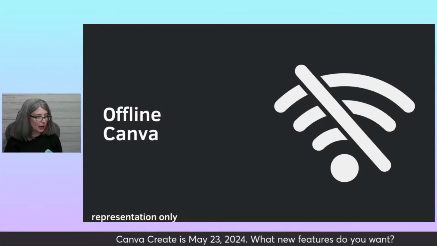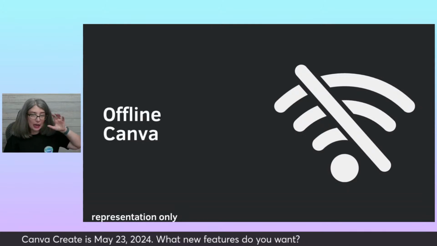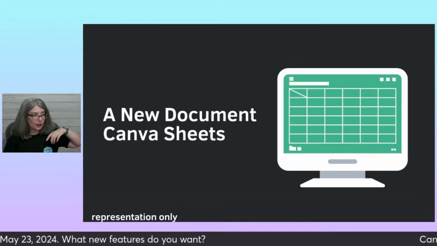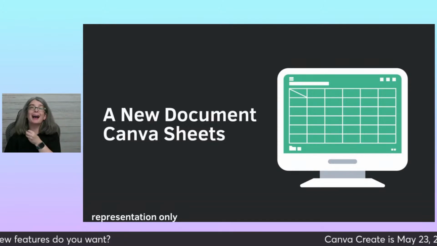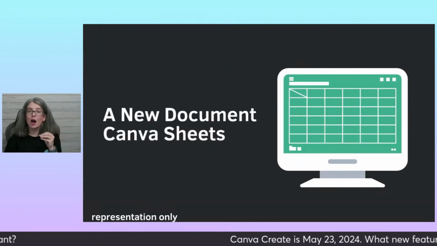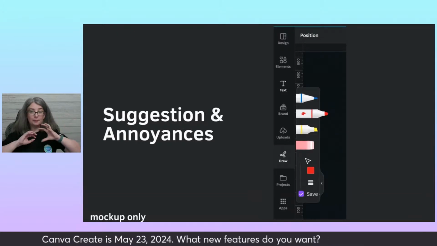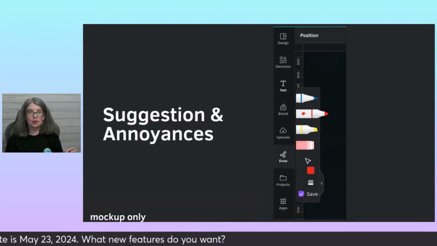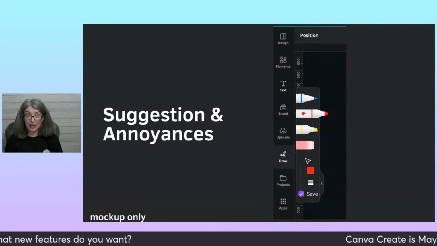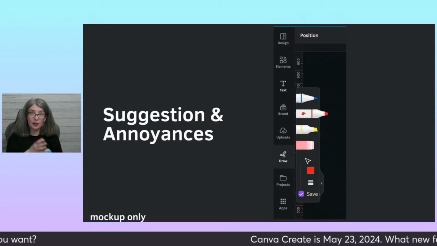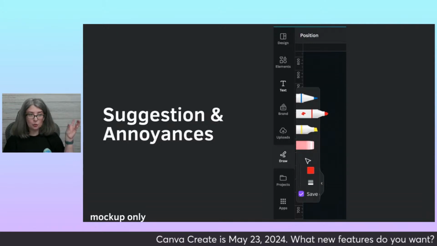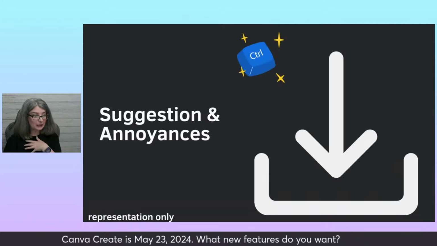But I think that we about covered everything that I wanted to cover today in terms of my big wishes, which I will show one more time. I want there to be an offline version of Canva. I want them to add Canva sheets, a new document type. I would love to be able to blur a video. I want them to fix the draw app so that it doesn't show up when I don't actually have it up. I would love to be able to save a color and a width and all of that. I just want some of those annoyances to go away.